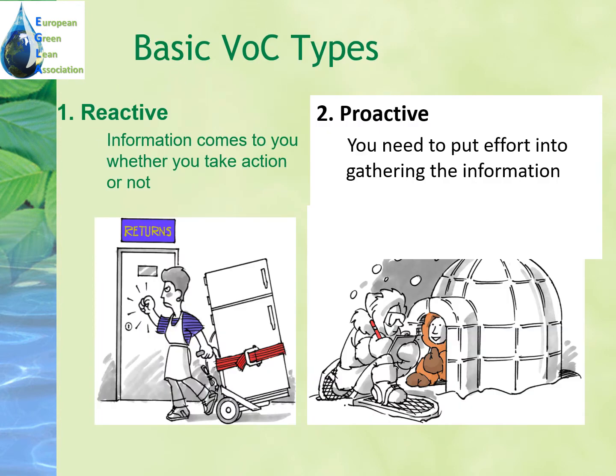So there's two basic VOC types. Reactive ones, like mentioned, information that comes to you regardless of whether you take action or not. And then proactive, where you need to really put some effort into gathering that information.